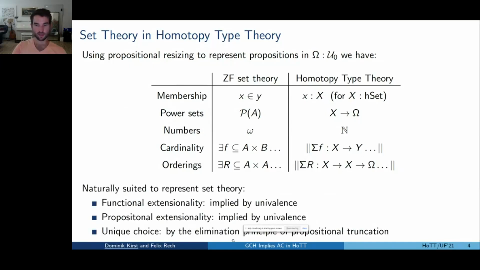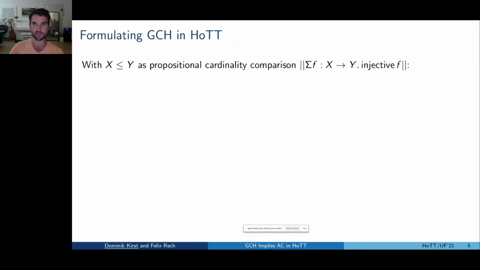And now the advantage is that uniformly, by just assuming univalence, you get enough extensionality. So this representation behaves like set theory. And also unique choice is provable by the elimination principle of truncation. So the result here is now really, you don't need more of these ad hoc axioms. And then what this talk will basically be is an experience report on how transporting a mechanization to this different setting might look like. All right, so first we have a look at the formulation of GCH in HoTT.